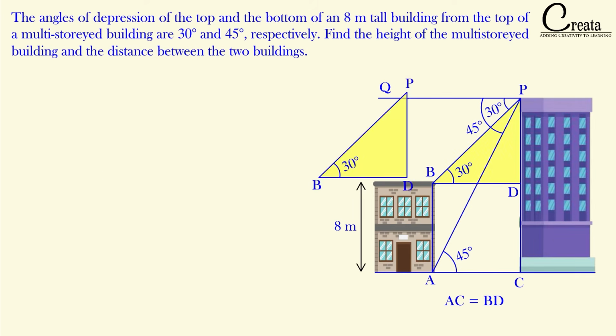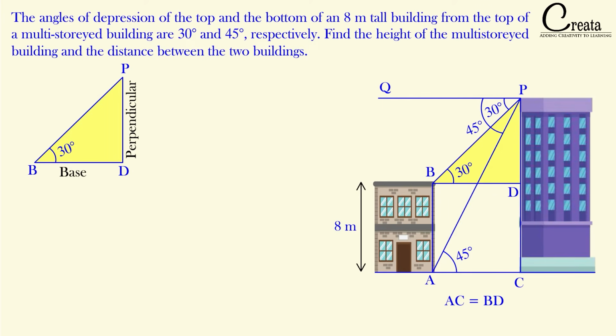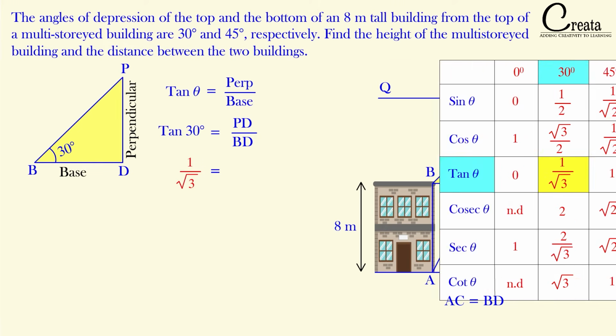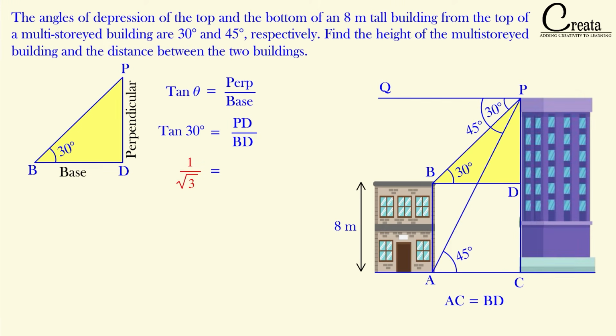So let's take the triangle PBD. Here base is BD and PD is the perpendicular. Here tan theta will be applicable as perpendicular and base are coming into the picture. So tan theta is equal to perpendicular upon base. So tan 30 degree will be equal to PD upon BD. And what is the value of tan 30 degree? It is 1 upon root 3. So we got 1 upon root 3 is equal to PD upon BD. On solving, we got BD as equal to PD into root 3.